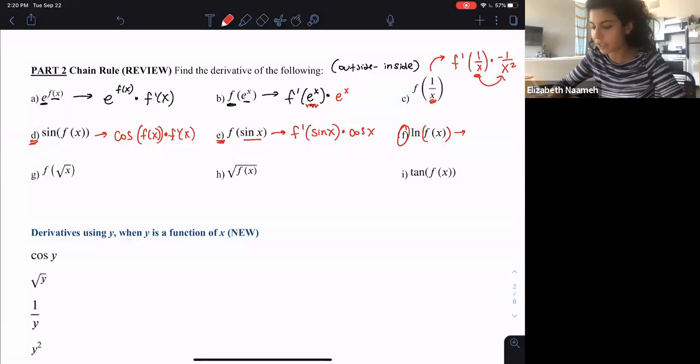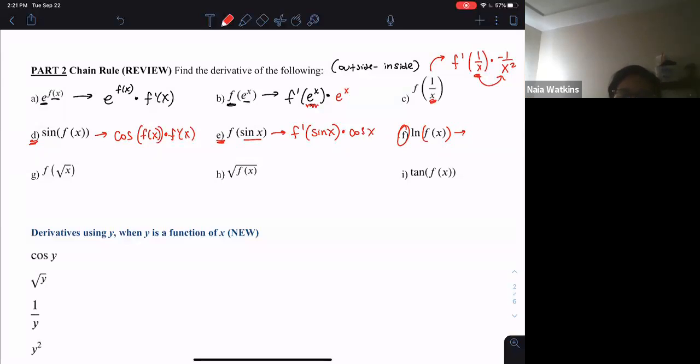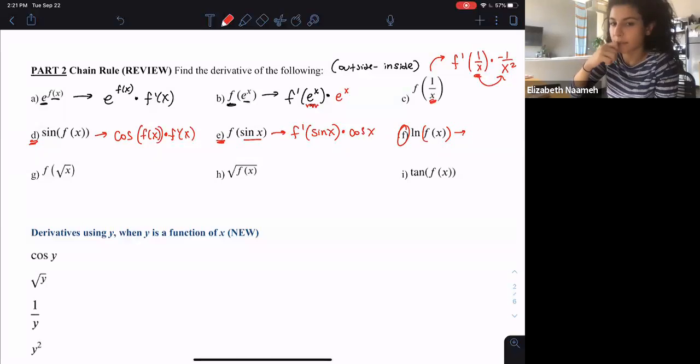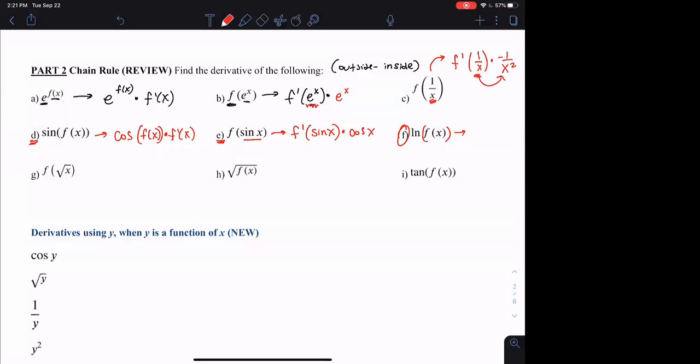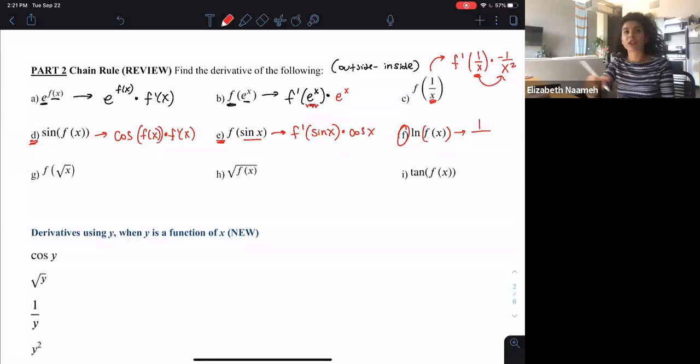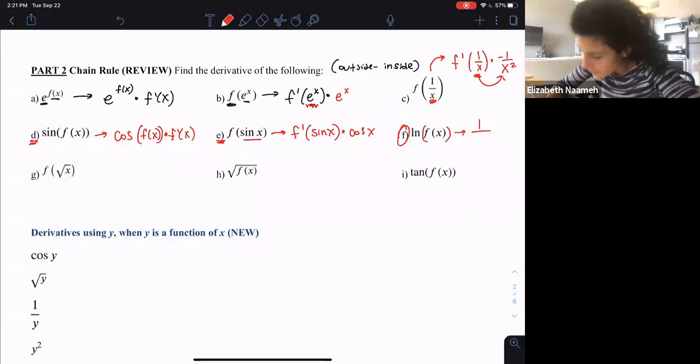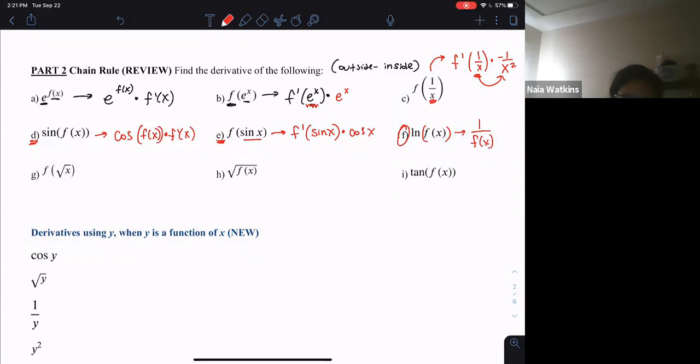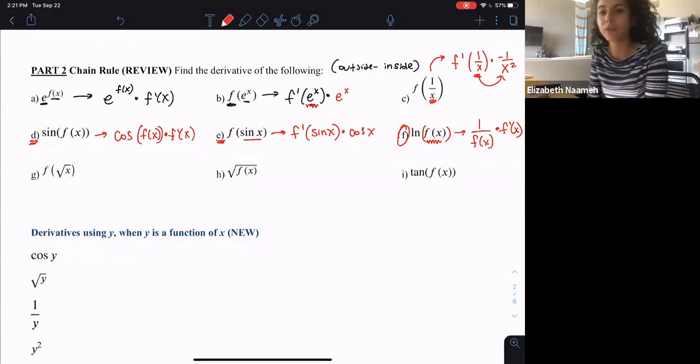The derivative of natural log of a function, what is it? The derivative of natural log is always 1 over x. Memorize that. So if it's the derivative of natural log of f of x, it will be 1 over f of x, what's inside, times the derivative of f of x, which is f prime of x. So we have 1 over f times f prime.